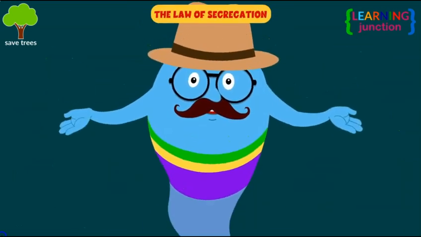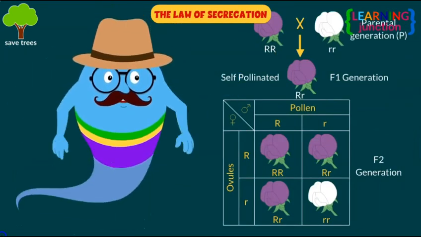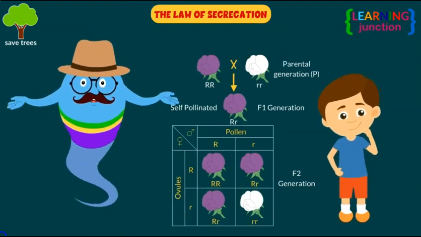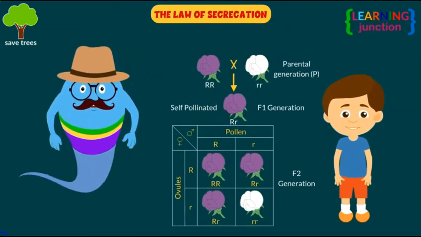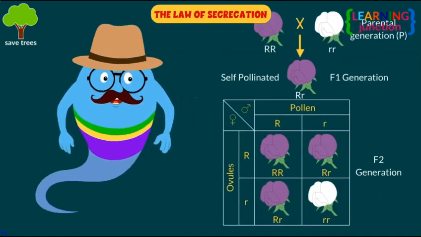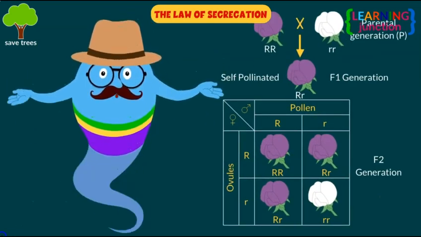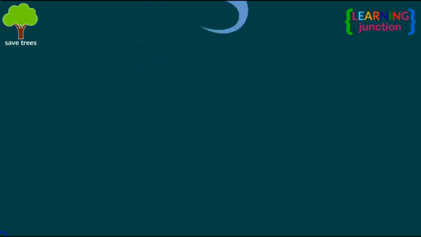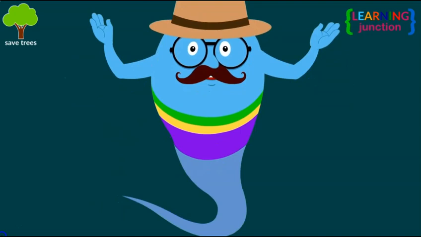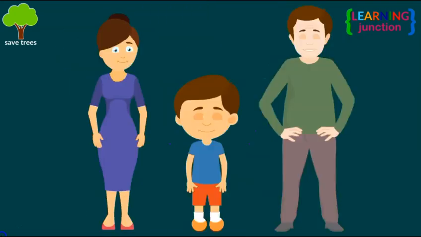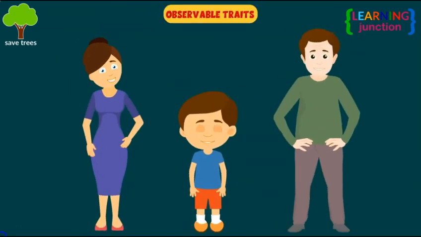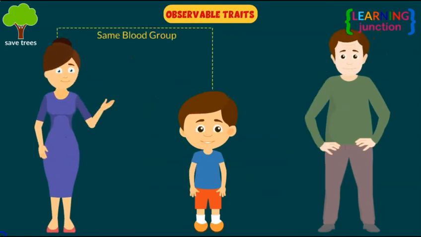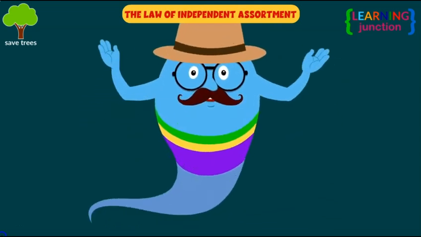The law of segregation. It states that each individual that is a diploid has a pair of alleles, a copy for a particular trait. Each parent passes an allele at random to their offspring, resulting in a diploid organism. The allele that encodes the dominant trait determines an individual's observable trait, such as dominant hand, eye color, and blood type.